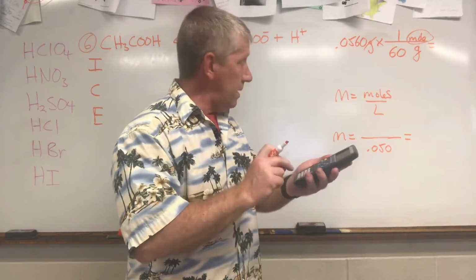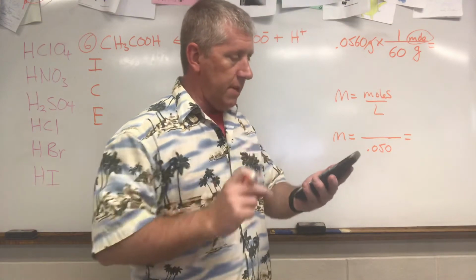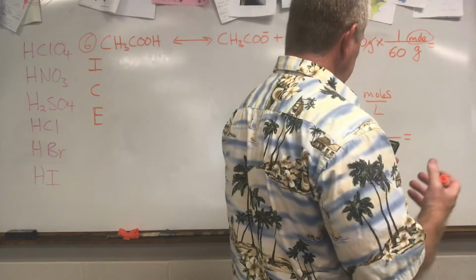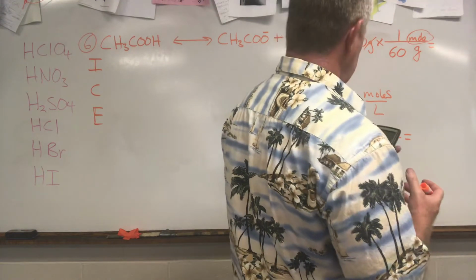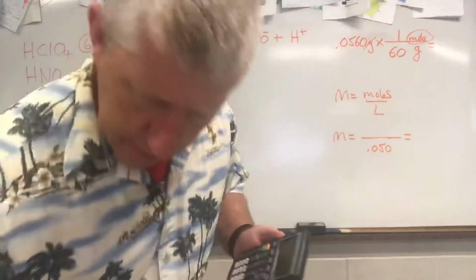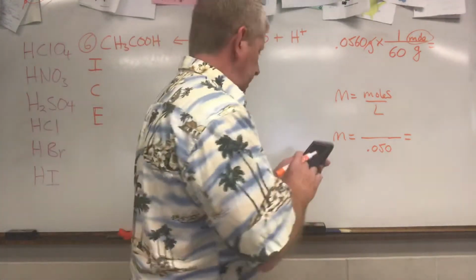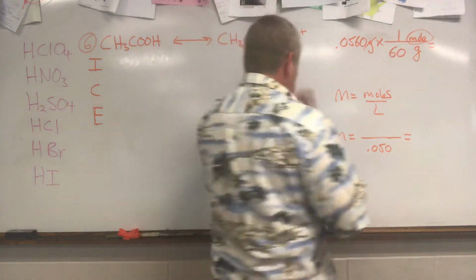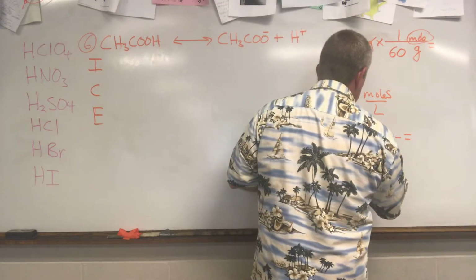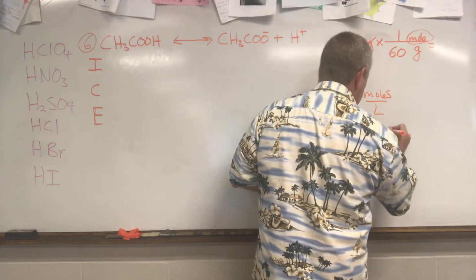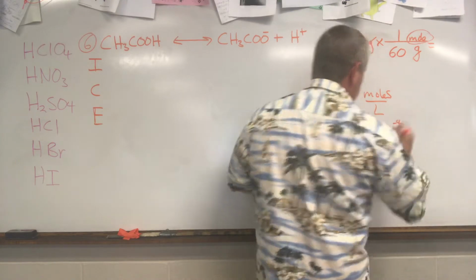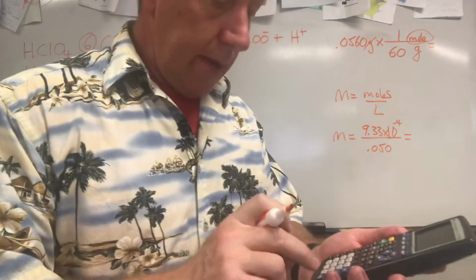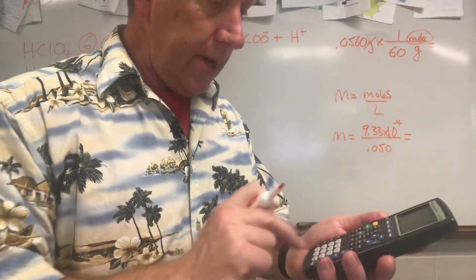0.056 divided by 60 is 9.33 times 10 to the negative 4. Okay, it's a very small number. 9.33 times 10 to the negative 4. All right, now we're going to divide that by 0.05.